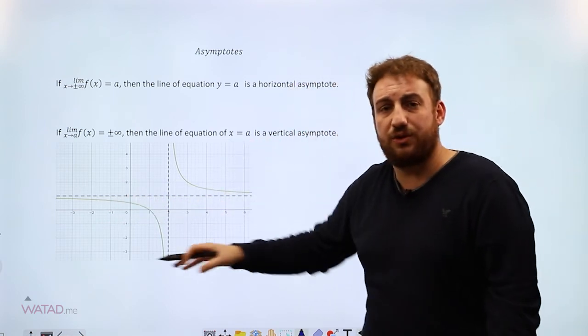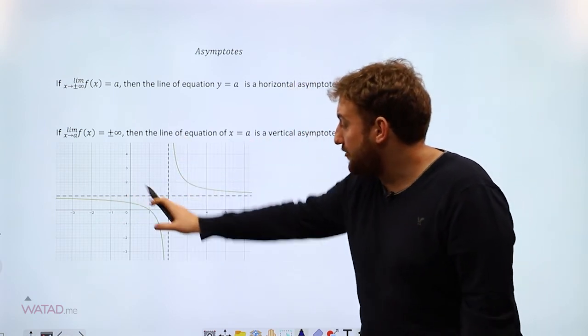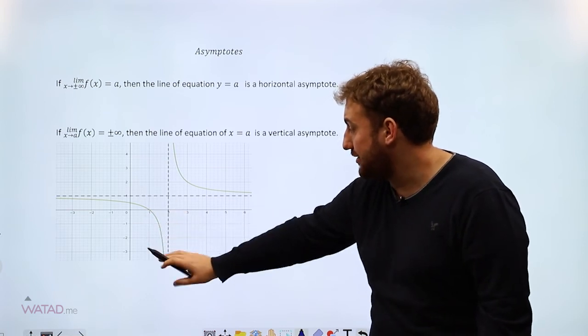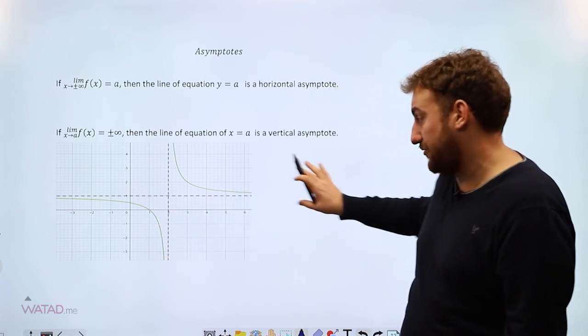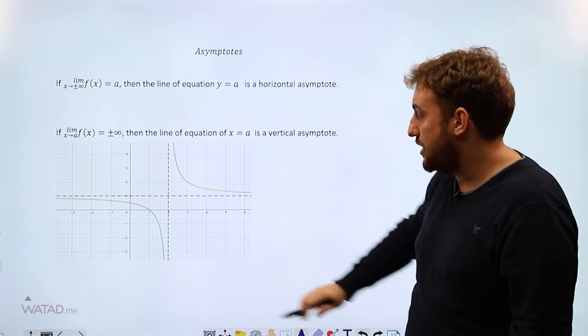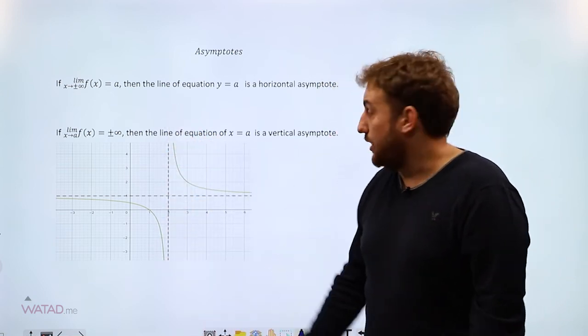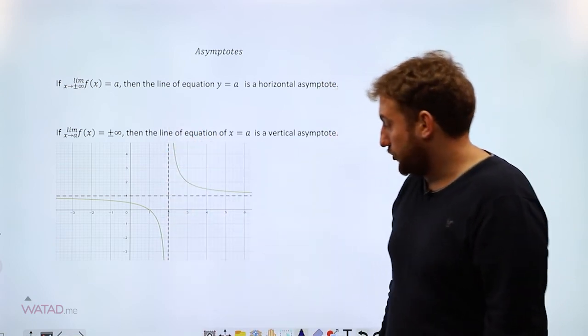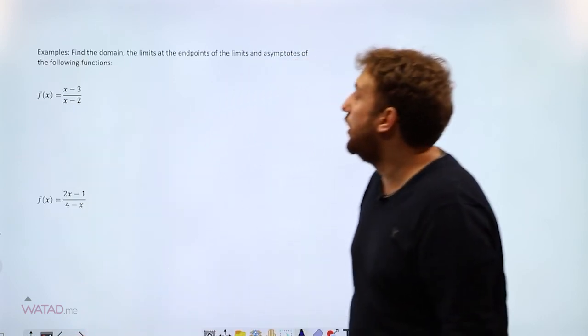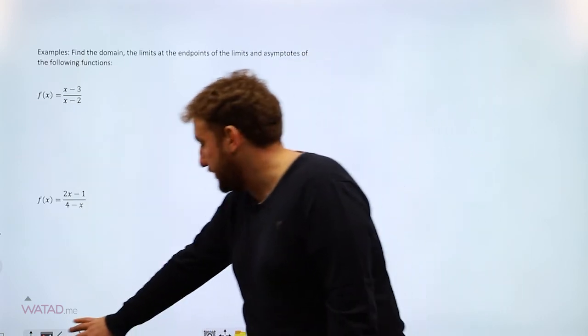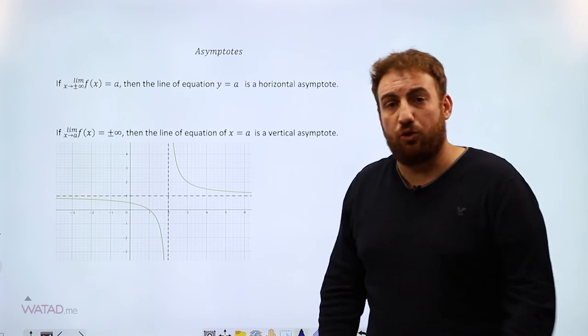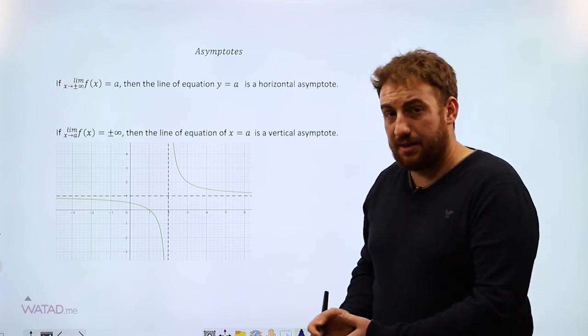The vertical asymptote is the line you can never reach. So your function cannot intersect this line, especially at infinity for the horizontal asymptotes, and it can never intersect the vertical asymptote. Here we have many examples, so maybe it is better to continue with the examples next time.